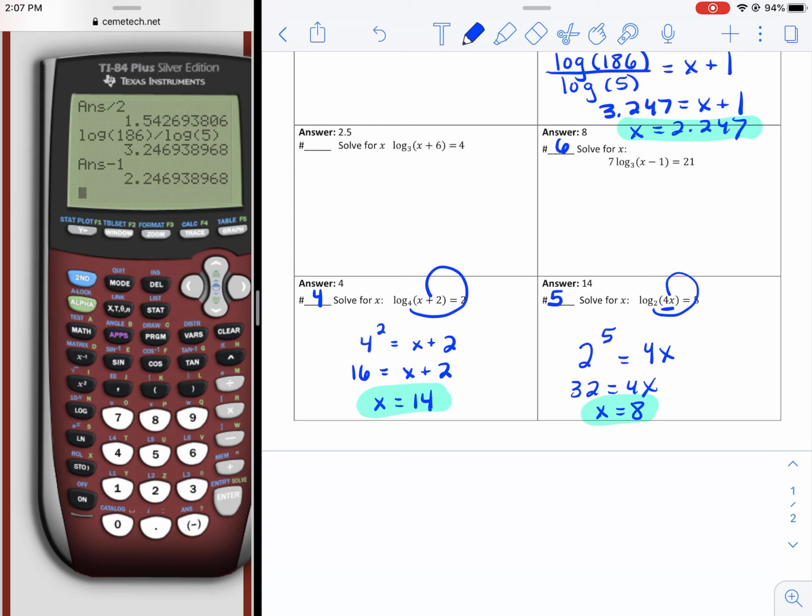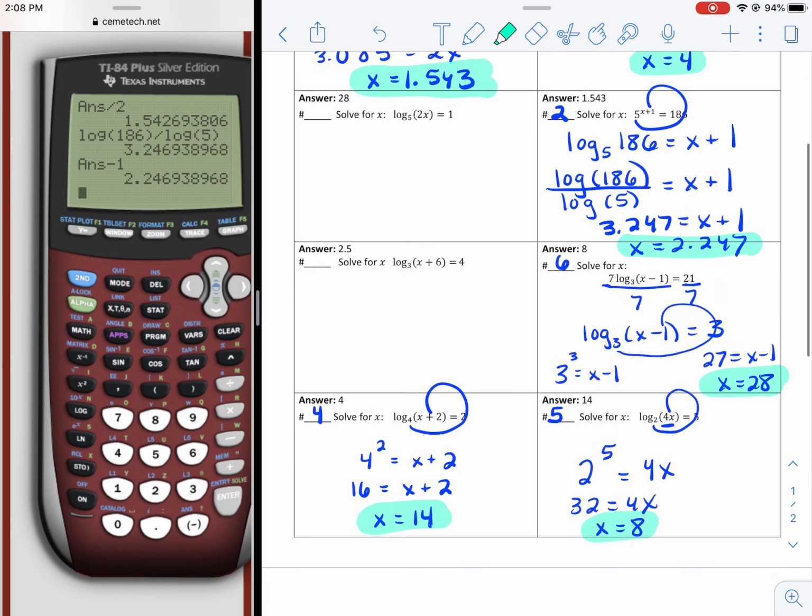All right, now in the next problem, notice that we have this 7 out in front. And so before we change this to exponential form, we're going to divide both sides by 7. And we get log base 3 of x minus 1 equals 3. And because that x minus 1 is in parentheses, it's all part of the argument. So we're going to now change it to exponential form. We get 3 to the 3rd equals x minus 1. Okay, 3 to the 3rd is 27, so 27 equals x minus 1, and x equals 28.